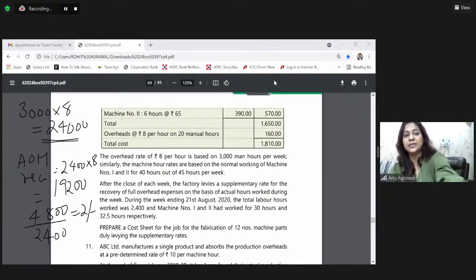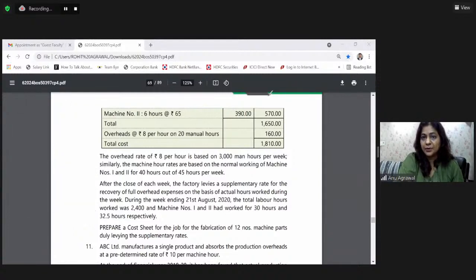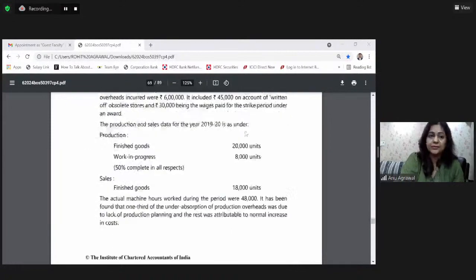And similarly, they say machine 2, our rate was 65. And there we assume that we'll be working for 45 hours a week, though we actually work for 32.5. Again, there will be an under recovery there. So again, same way you are going to calculate. Let us see what ICAI has done. Okay, Akshay? So let us see what ICAI has done. I hope you have understood the question now.